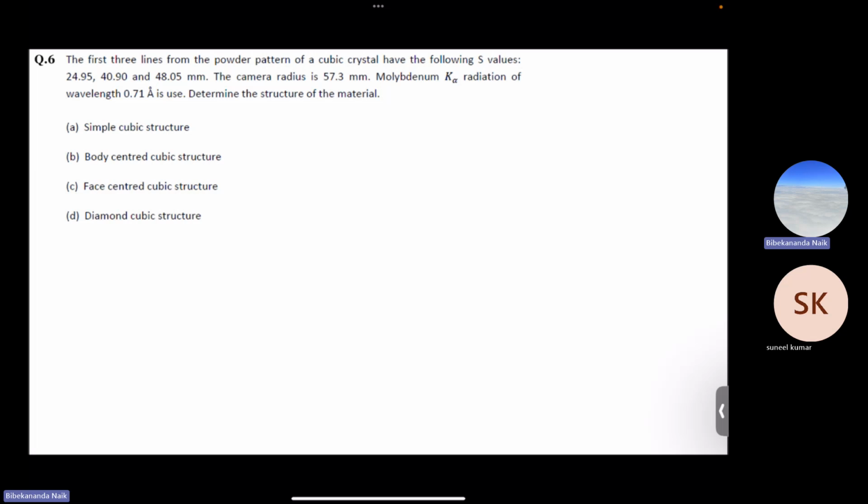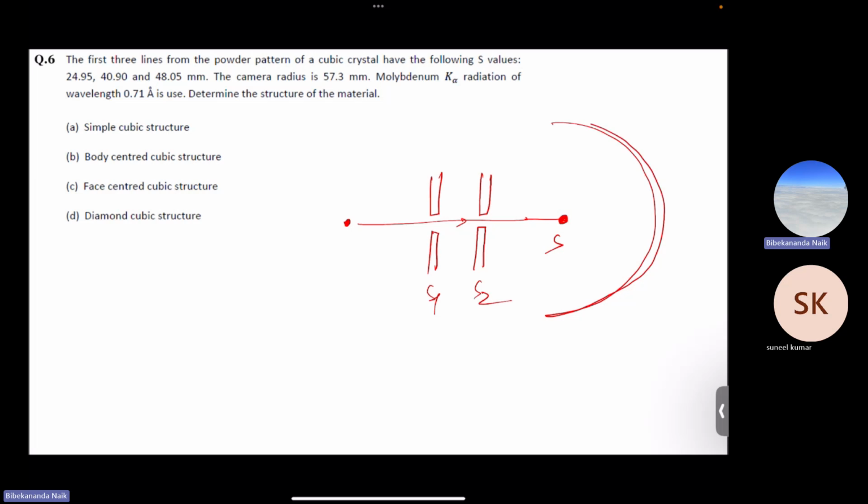If we talk about the experimental setup, this is the X-ray source, and then there are two collimators, S1 and S2, and then the beam falls on the specimen S. This is the powdered specimen S, and then there is a screen, and corresponding to the different angles, there will be diffracted X-rays.